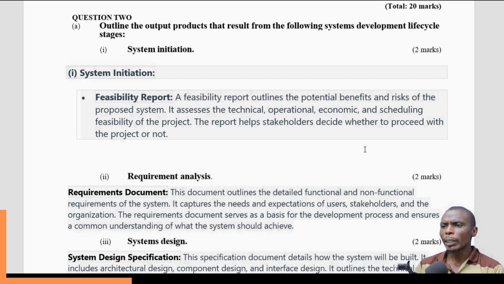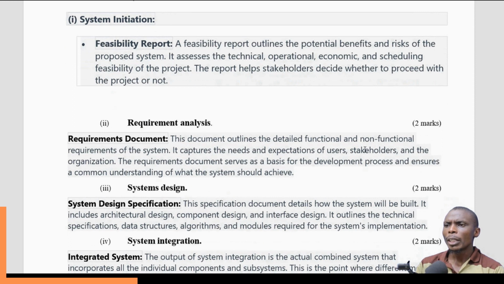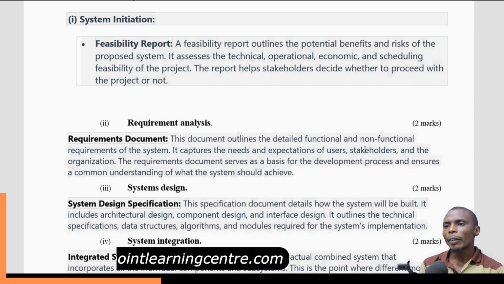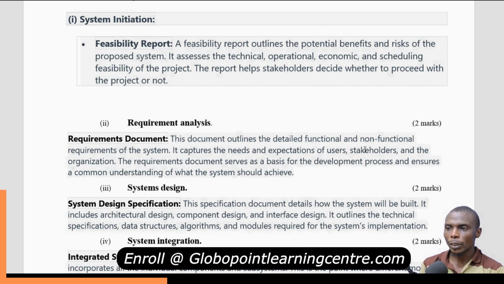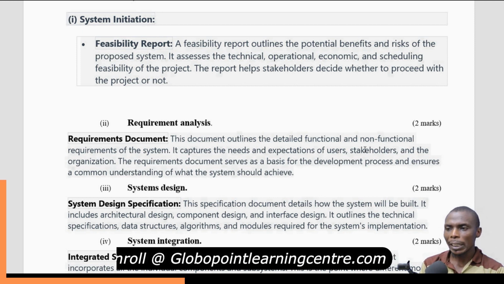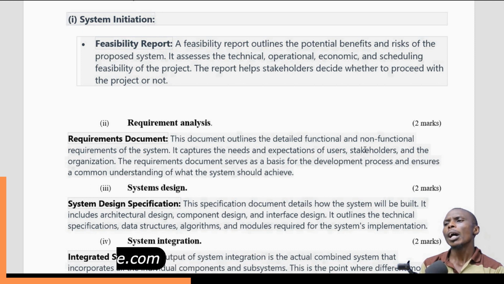Then we have requirement analysis. So the requirement analysis is just a document that is detailing functional and non-functional requirement of the system. So it captures the need and the expectation of the users. The users include stakeholders and even the organization. So this requirement basically serves as a basis for the development process, and it also ensures that there's a common understanding of what the system should achieve, both for the users, stakeholders, and the organization. They must have some common understanding and even goals that are set for this system.